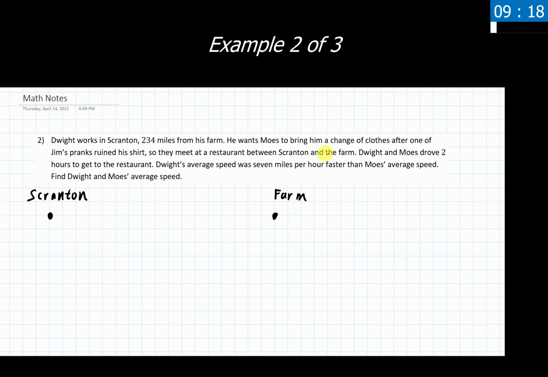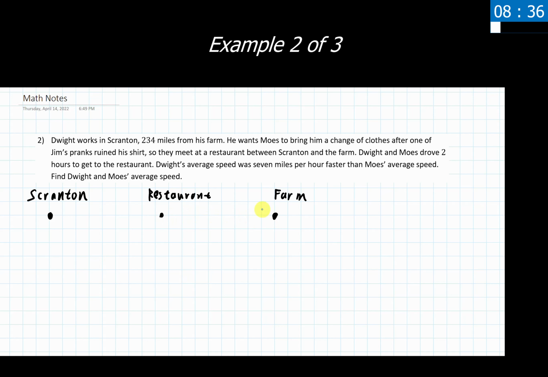And we're told that they're driving towards some restaurant that's between Scranton and the farm. So somewhere in here we have a restaurant. Now, the important part with this, and why I want to start with the visual here, is we do not know where the restaurant is in relation to Scranton or the farm. It could be right in the middle. It could be closer to Scranton. It could be closer to the farm. We don't know.